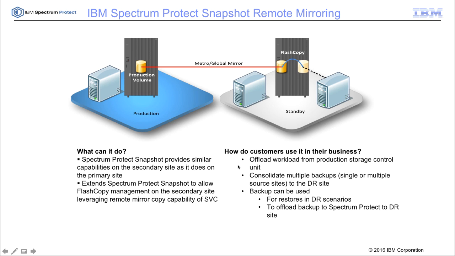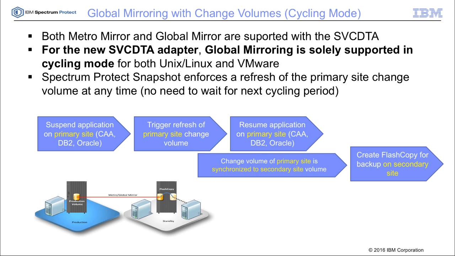Typically what happens, or the way customers use this, is they offload workload from a production storage control unit to this secondary site, and then use the secondary site to either consolidate multiple backups from several source sites, or to create snapshots for use in restores and disaster recovery scenarios, or to offload backups to a Spectrum Protect server at the DR site.